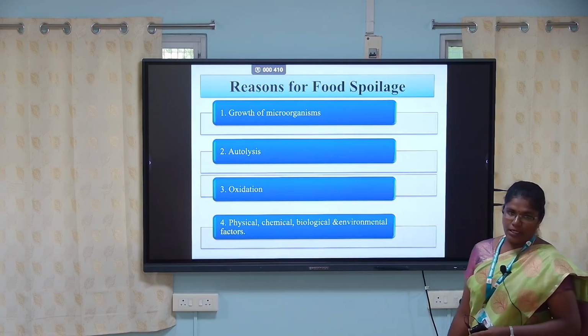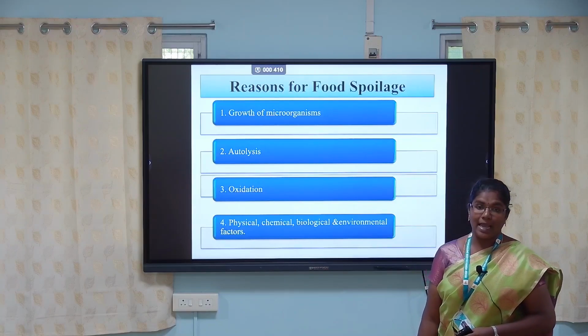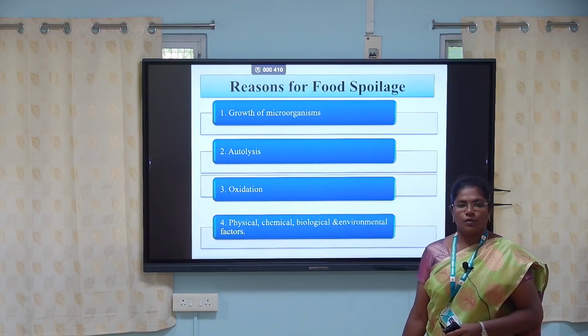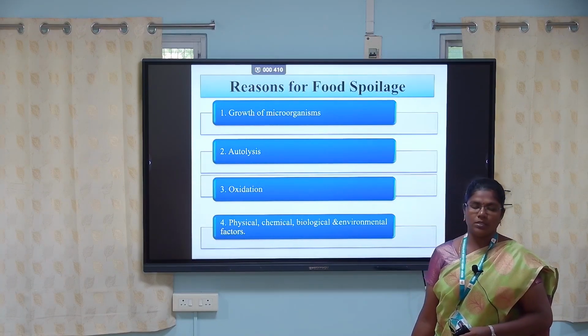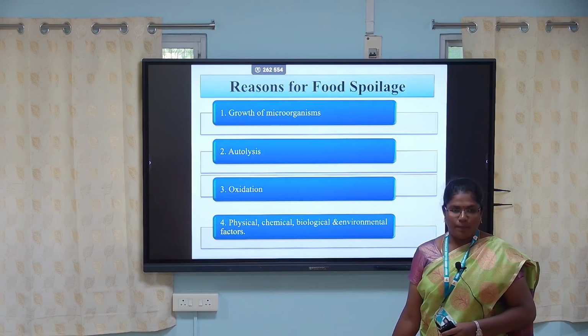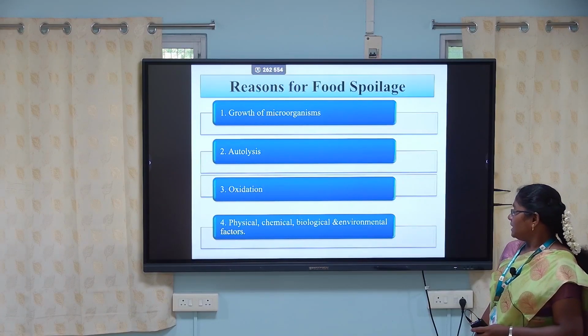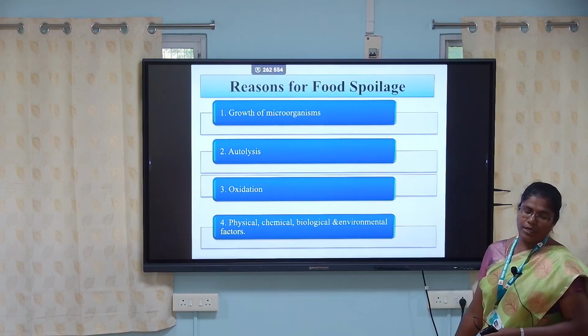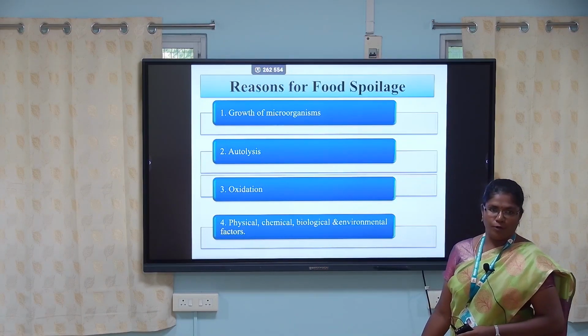The next process is oxidation, also called enzymatic browning. When the cut open vegetable is exposed to oxygen, it reacts and creates brown pigments. Other reasons are physical, chemical, biological and environmental factors involved in food spoilage.